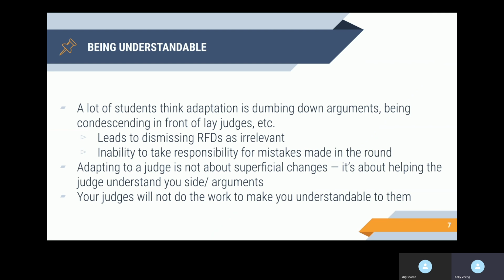And this is really important, because a lot of the time judges won't do the work to make you understandable to them. Even a flow judge, if you don't extend something properly, we're not going to do the work for you and say, oh, well, they meant this. Or if you didn't extend something, they might have meant to do that, but we're not going to do that for you. So overwhelmingly, you need to be understandable to your judge, regardless of who they are, and effectively adapt to them, but also take responsibility for mistakes that you make.